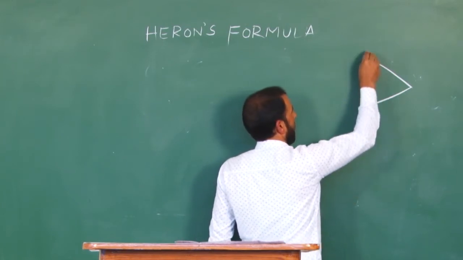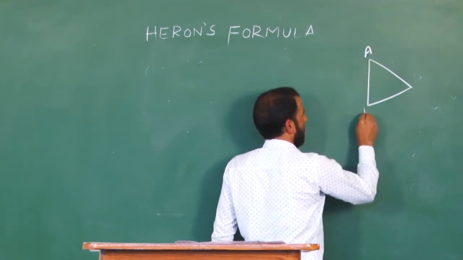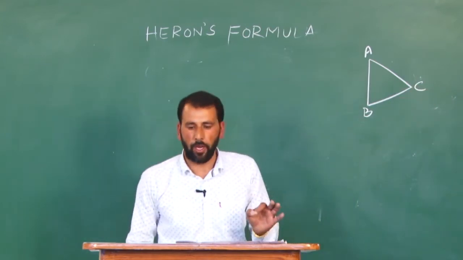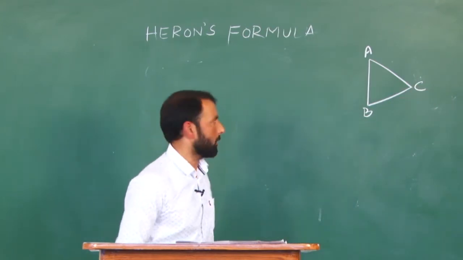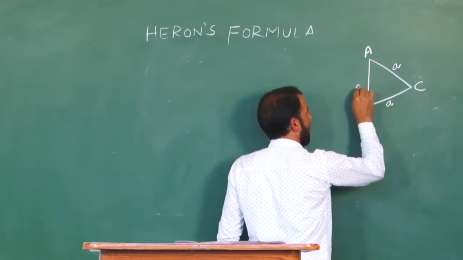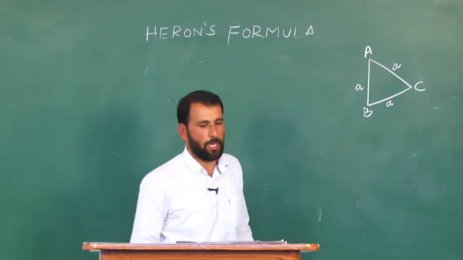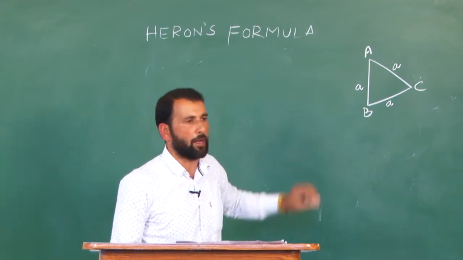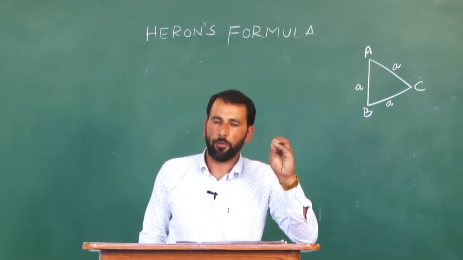Is an equilateral triangle. Let it be A, B, and C. In this triangle we have a message, school ahead. All sides of this equilateral triangle are a units, and a units. Then we have to find out the area of this equilateral triangle by using Heron's formula.